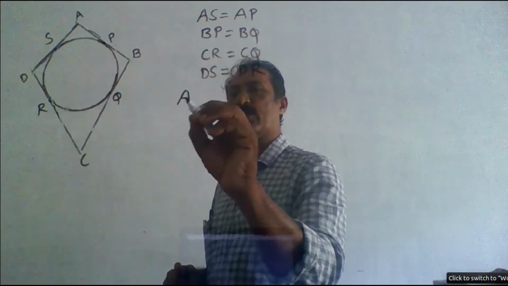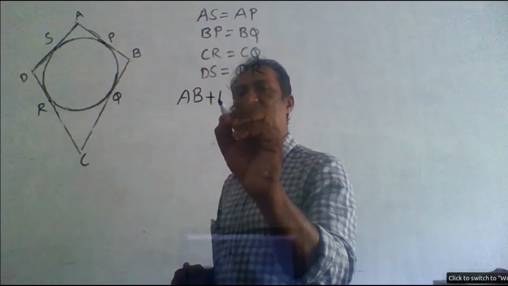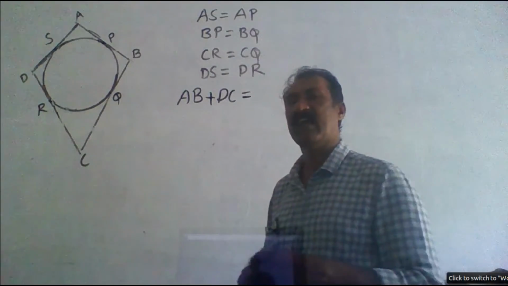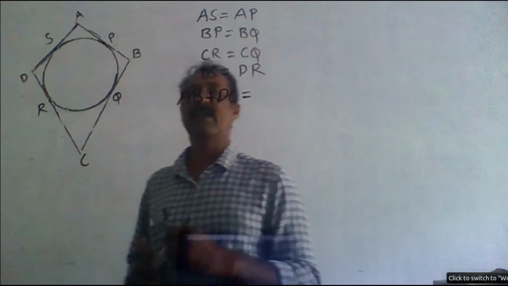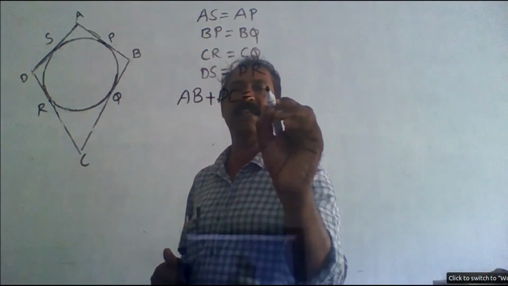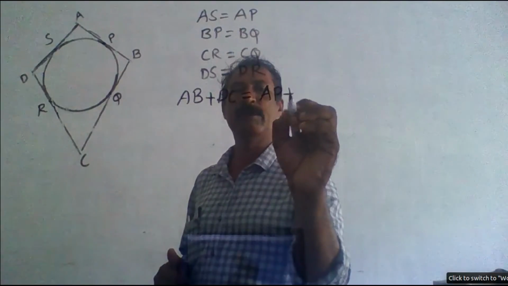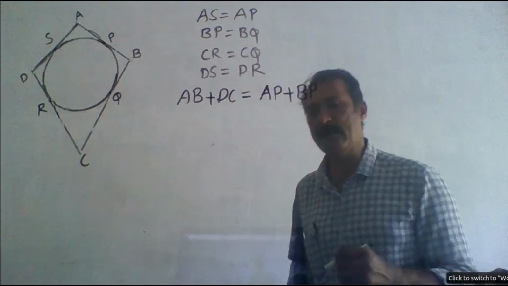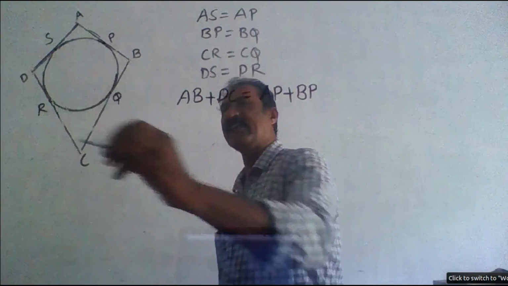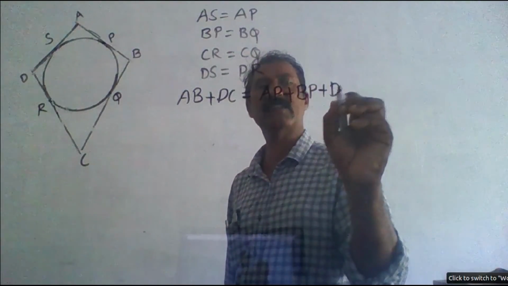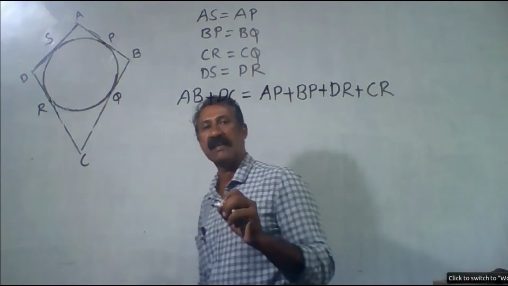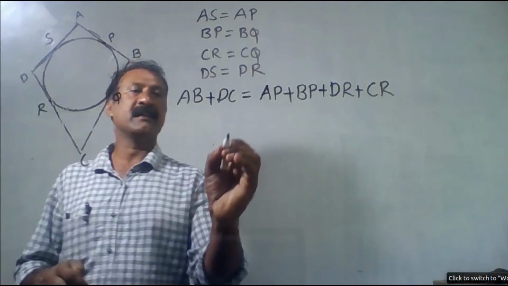Then we write here AB. We have to prove that AB plus DC equals. What is AB plus DC? Here AB is split into two parts, that is AP and BP. AB we can write as AP plus BP. And DC is DR plus CR.